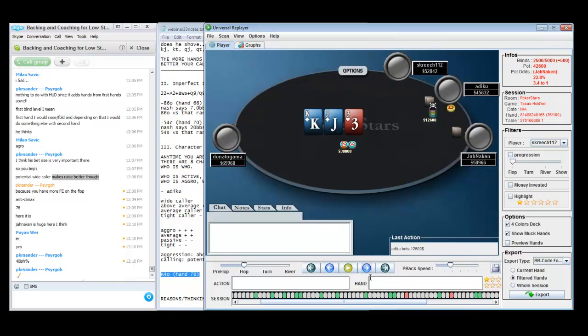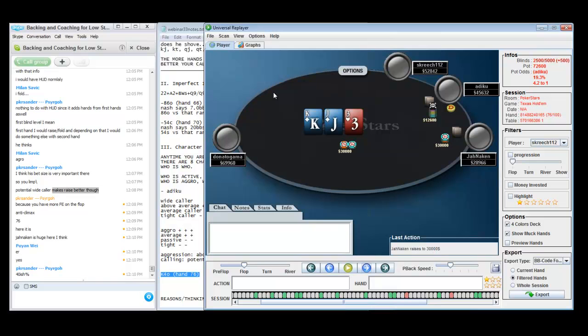Here's what happens. Villain raises, well, they're both villains. Villain number 2 raises to 30. What do you think this Aduku guy is going to do now from what you've seen him do throughout the game?